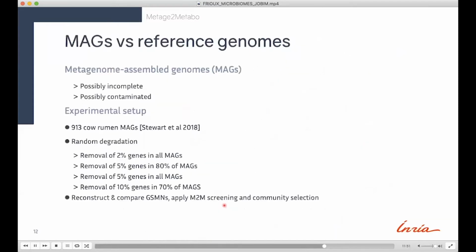So the first experiment I showed you was performed on reference genomes, but MAGs are the main genomes available for microbiomes, and we know that they are possibly incomplete or contaminated. So we designed an experiment to assess the impact of MAG incompleteness on metabolic network reconstruction and subsequent modeling. To do so, we removed between 2 and 10% of genes in all or a subset of our initial MAGs. Then we ran our pipeline.